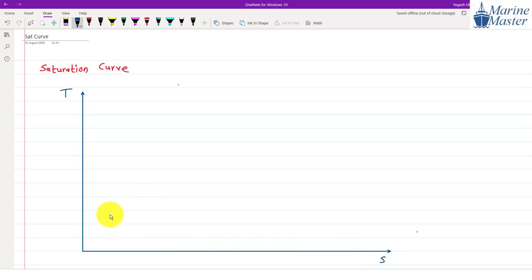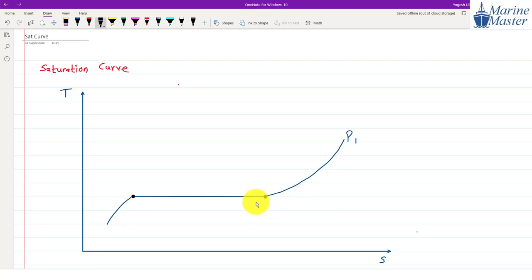Suppose a particular pressure P. If you remember our discussion, we have seen the TS diagram like this for the phase change process. Just imagine that this is for a particular pressure P1. This is the phase change process we have seen for the particular pressure P1. Now, just observe. What is this state? Can anyone help me? Saturated liquid.